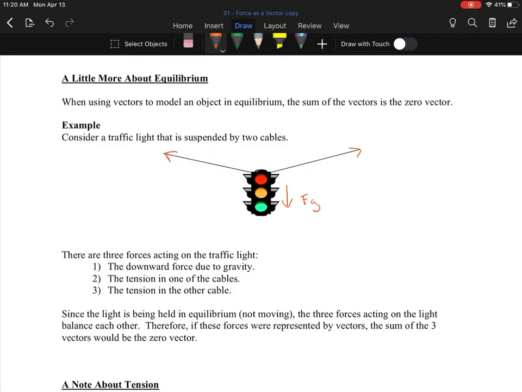So those are the three forces. I'll call this the force of gravity. I'll use a little FG, and I'll call this tension 1, and I'll call this tension 2. This is a very common labeling system for these types of questions.